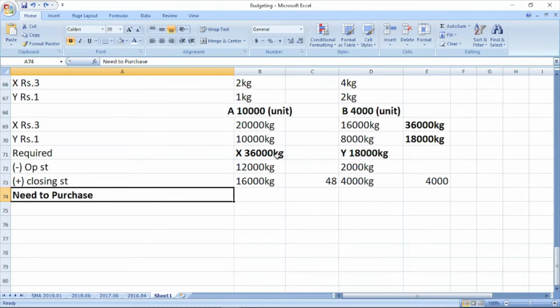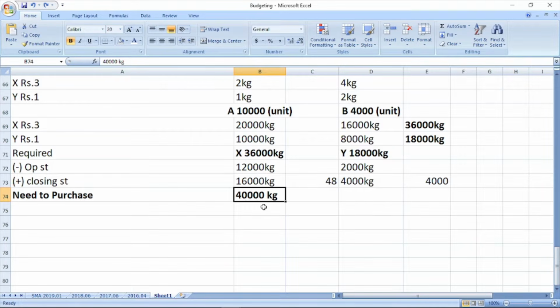So we need to purchase 36,000 minus 12,000 plus 16,000. We need to purchase an additional 40,000 kilograms in X, and in Y, 18,000 kilograms we need, and 2,000 opening stock minus, plus 4,000 kilograms, it is 20,000 kilograms. So purchasing cost, the one unit is 3 rupees. So 3 rupees into 40,000, it is 120,000 rupees. We need to purchase 40,000 kilograms in X, and 20,000 kilograms we need in Y.